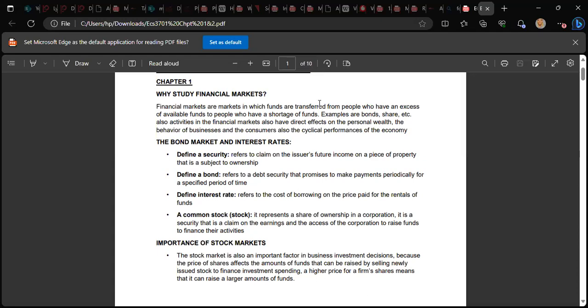So when we are talking about equity now, we are going to be dealing with common stock. So it represents a share of ownership in a corporation. So if you're going to be buying equity in a company, you are basically buying ownership, right? The kind of arrangement that you have with that company is not a debt arrangement where they are owing you something. No, you have bought a stake in that company, so you are a part owner in that company. So it is a security that is a claim on the earnings and assets of the corporation and access of the corporation to raise funds to finance its activities. Right.